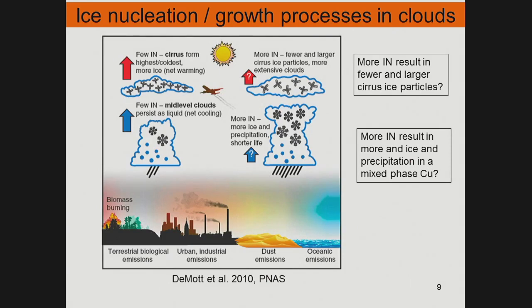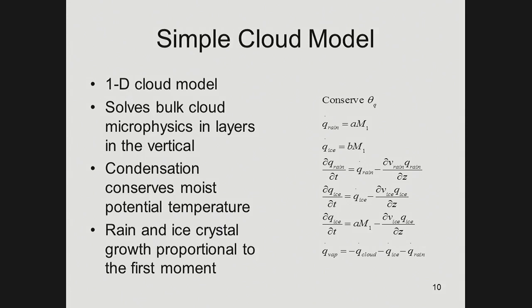And I just thought I'd do a little computer simulation, which is called a simple cloud model. Don't worry about the details. The three variables are cloud liquid water, ice water, and rain. All of the equations in this model we've talked about over the last few lectures. It's one dimension in the vertical, and it solves for bulk microphysics, not bin microphysics, in layers. Condensation conserves the moist potential temperature, we talked about that in the first lecture. Rain and ice crystal growth is proportional to the first moment. Remember, the growth of cloud droplets is proportional to the first moment of the distribution. The growth of ice crystals, as I've shown today, is also proportional to the first moment, the size, because it's proportional to the capacitance, which is proportional to the size.